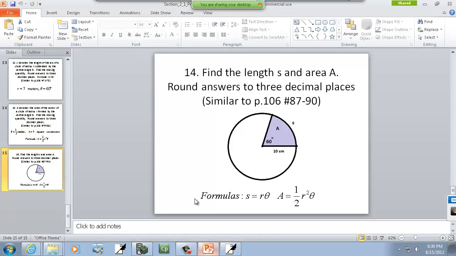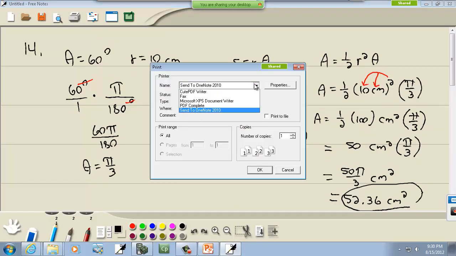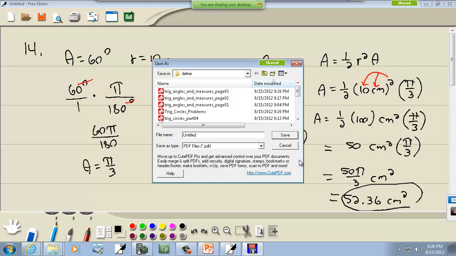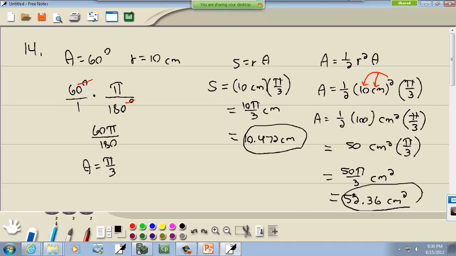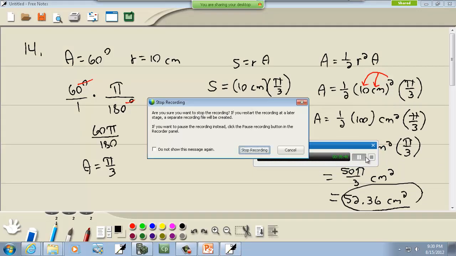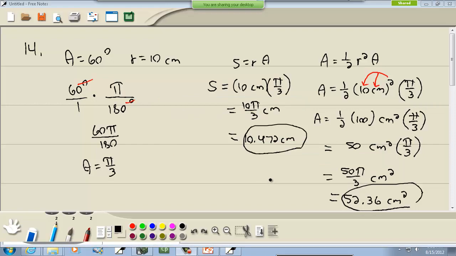And I think that's our last one. Yes, it is. So let me save this page. That was interesting. And then I'll stop the recording here on both WebEx and Camtasia.